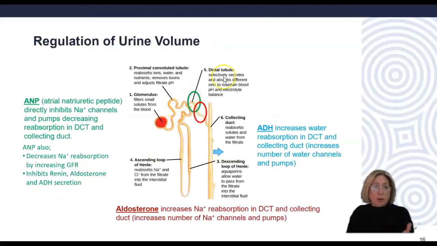And this is just a summary slide, showing this regulation of urine volume in terms of antidiuretic hormone. I'm not going to repeat all this again. Aldosterone and also atrial natriuretic peptide, and those little circles there indicate where aldosterone and ANP are acting, and obviously this blue arrow here indicating water reabsorption from the collecting duct.